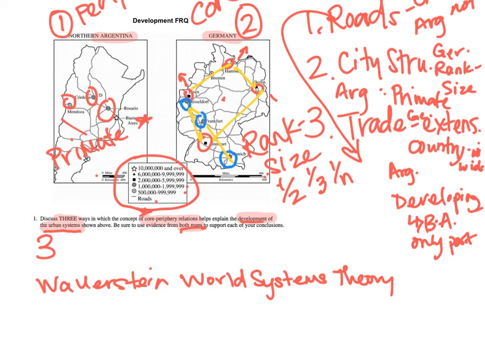And that if you only use one country, you actually lose a point. And then it does give acceptable synonyms for primate city: include 2 times the next largest city, the majority of the population, a dominant city. Unacceptable synonyms for primate city would include megacity, large city, or largest city. They want you to use the more specific AP geography lingo, okay?